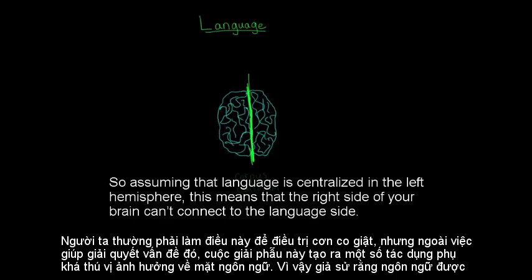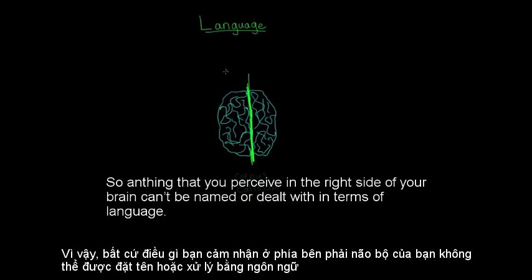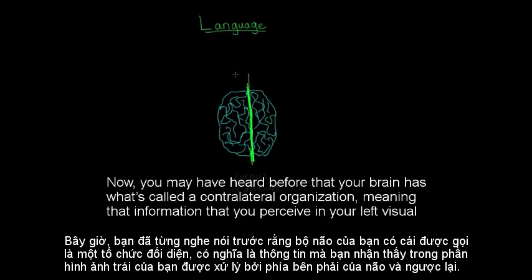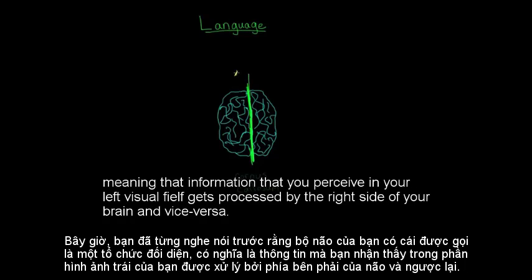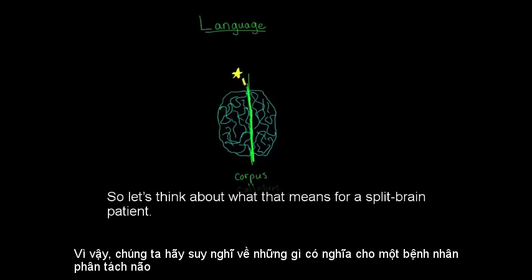So, assuming that language is centralized in the left hemisphere, this means that the right side of your brain can't connect to the language side. So, anything that you perceive in the right side of your brain can't be named or dealt with in terms of language. Now, you may have heard before that your brain has what's called a contralateral organization, meaning that information you perceive in your left visual field gets processed by the right side of your brain and vice versa. So let's think about what that means for a split brain patient.